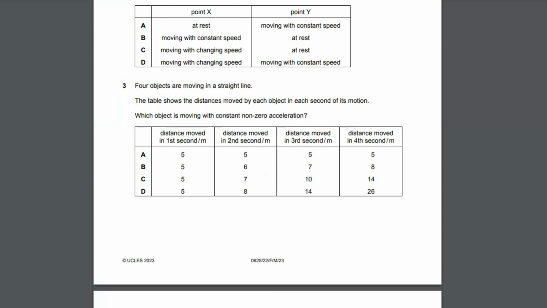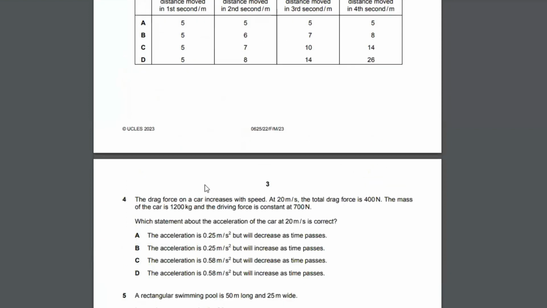But now the next options are 5, 7, 10, and 14, and 5, 8, 14, and 26. They are also increasing, but they are not constantly increasing. The first one, the difference is 2. Second one, the difference is 3. Then the difference of 4. Same goes for this. The difference is 3. Difference is more than before. So it has to be uniformly increasing. That means the increment should be of the same values. So the answer is B.